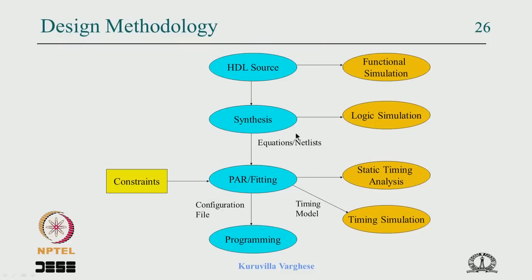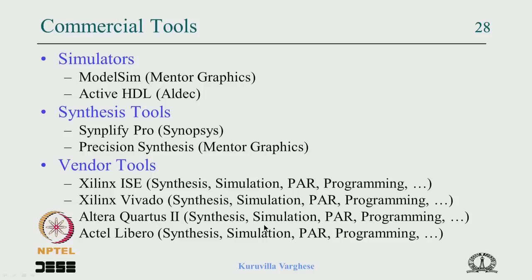We had looked at the design methodology. We start with the HDL source, do functional simulation, synthesis, generate the netlist, then do logic simulation, then go for place and route. You can specify the IO constraints and timing constraints. You can do a timing analysis, which is quicker than timing simulation. Ultimately you can do timing simulation, and if everything is fine, you can program. Iteration happens at each stage: you iterate, then come down, iterate through static timing analysis, and ultimately iterate through timing simulation, then program it.